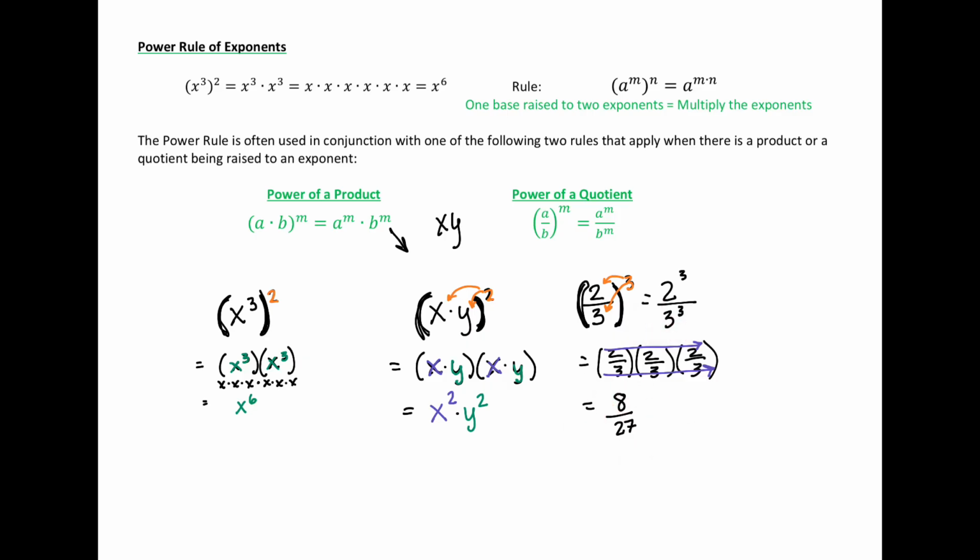If it's variables, it's easier. So if I have x over y and the whole thing to the fourth, you basically go x to the fourth over y to the fourth. You're done. There's no calculating to do. You just distribute the exponent over the divide.